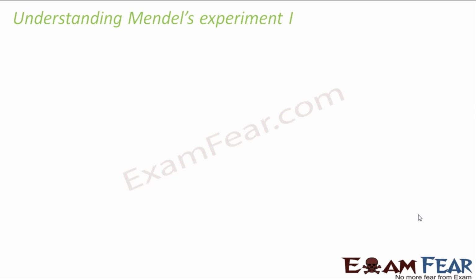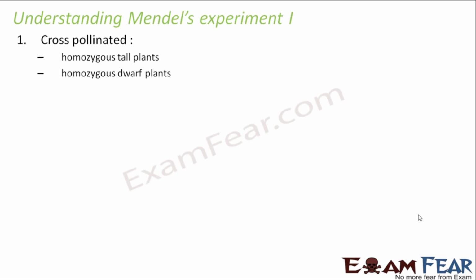Now let us look at Mendel's experiment in a little more detail in terms of the alleles, in terms of homozygous and heterozygous. So now we can use those terms and try to understand Mendel's experiment. Mendel actually performed 2 sets of experiments. The experiment which I had mentioned earlier was his first experiment. So we will get back to his first experiment once again.